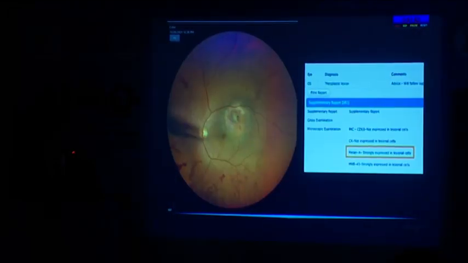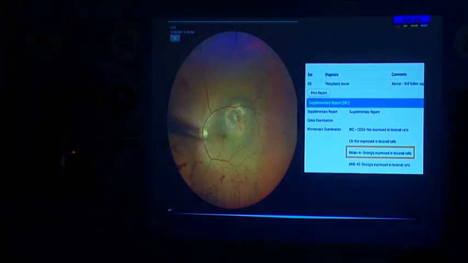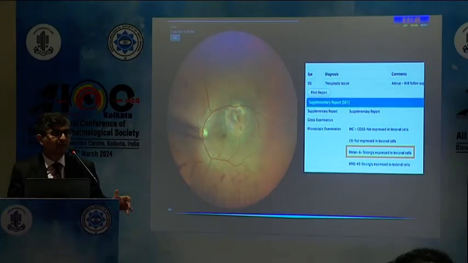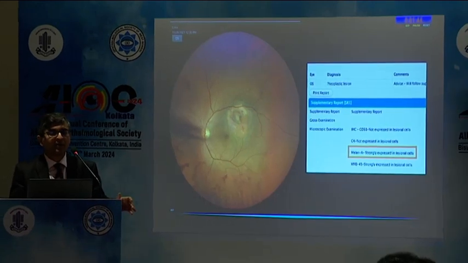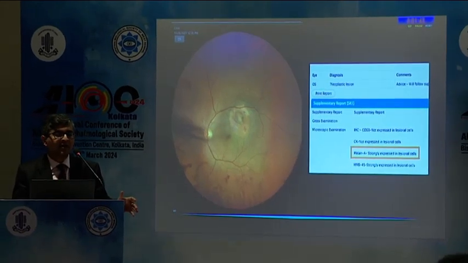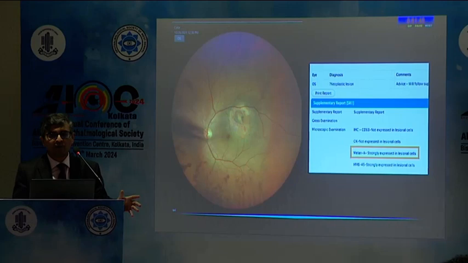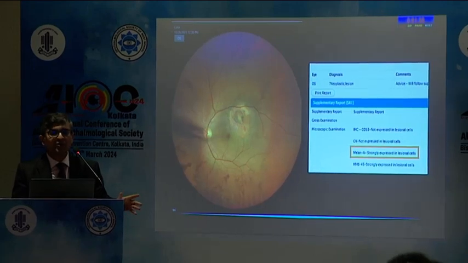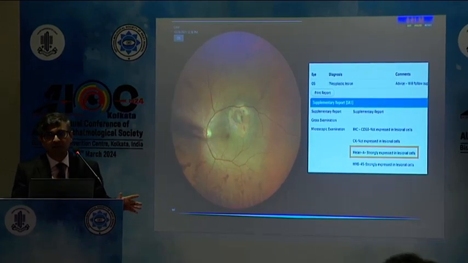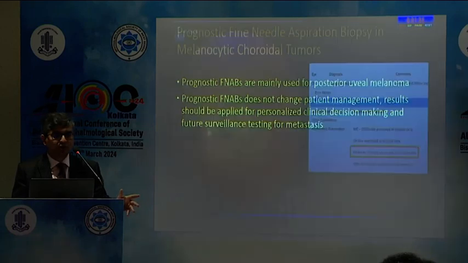So this again proved both the immunohistochemistry markers, melanin and HMB45, which are very strongly expressed in particular in case of melanoma, came positive, and this patient underwent required plaque brachytherapy, follow-up for last 3.5 years, no systemic metastasis, and everything going well. So this is the role of biopsy, particularly from the diagnostic point of view.